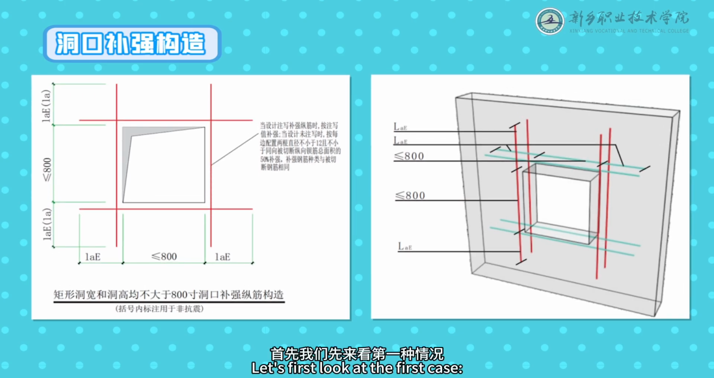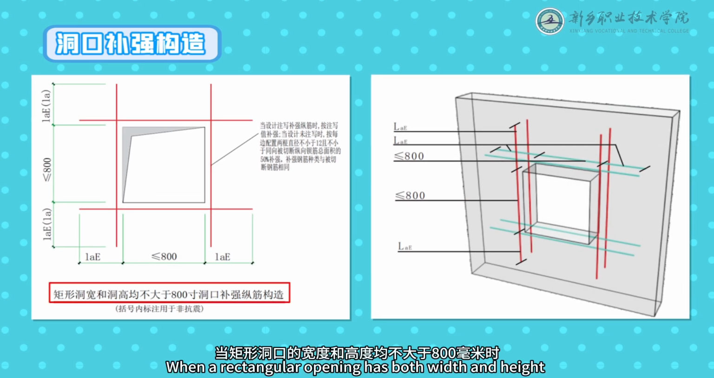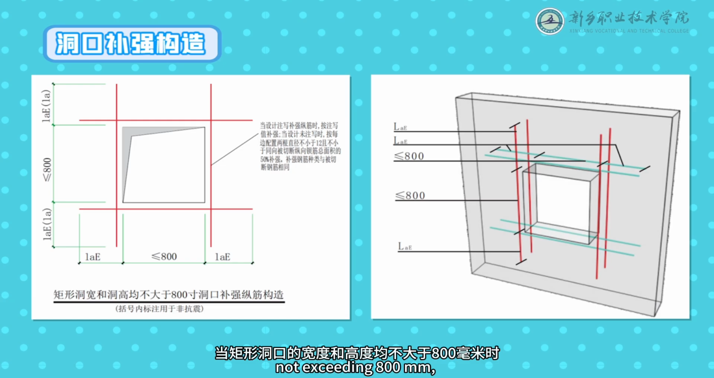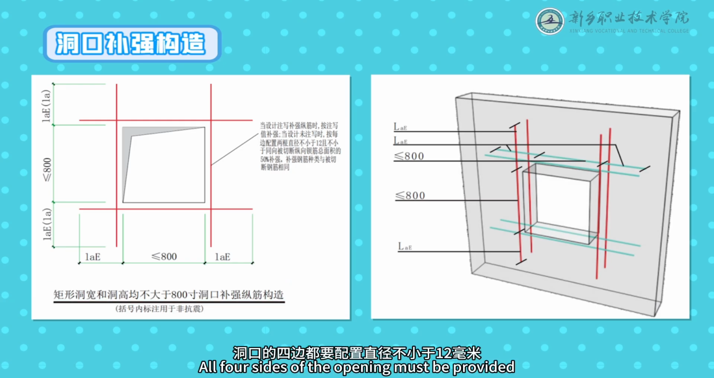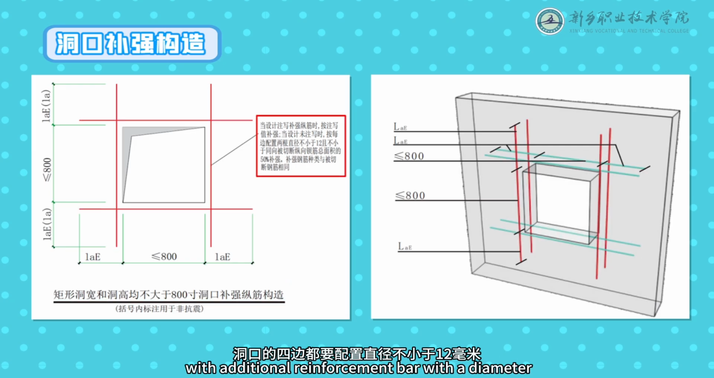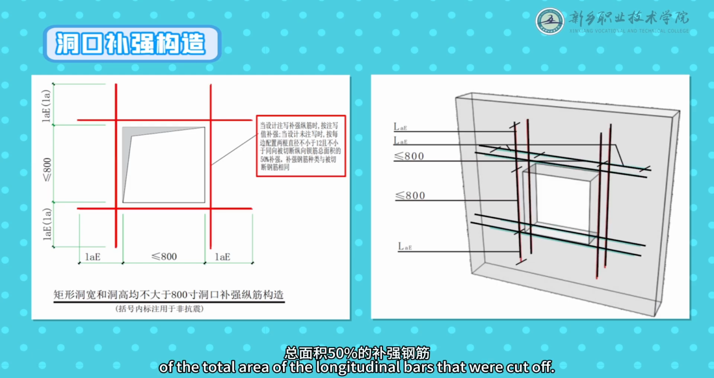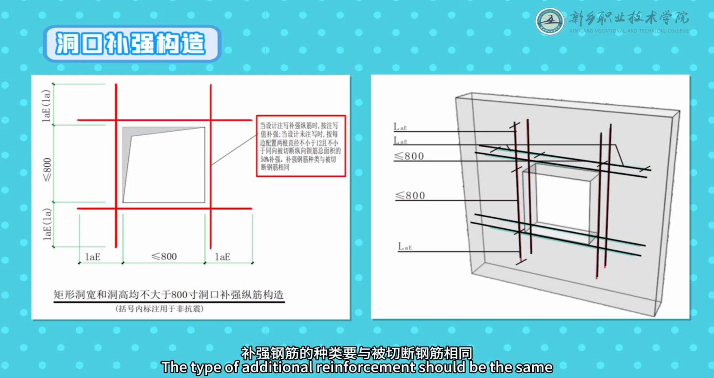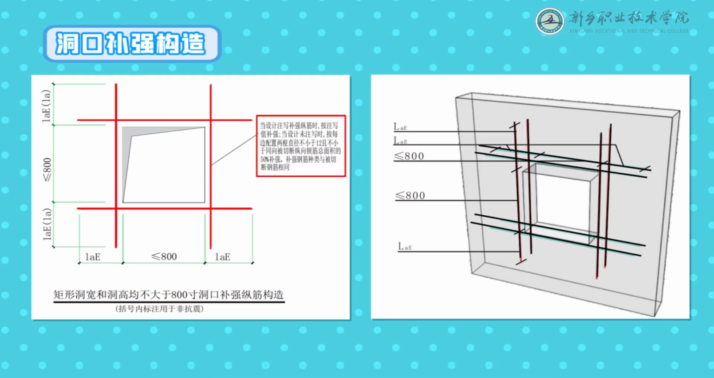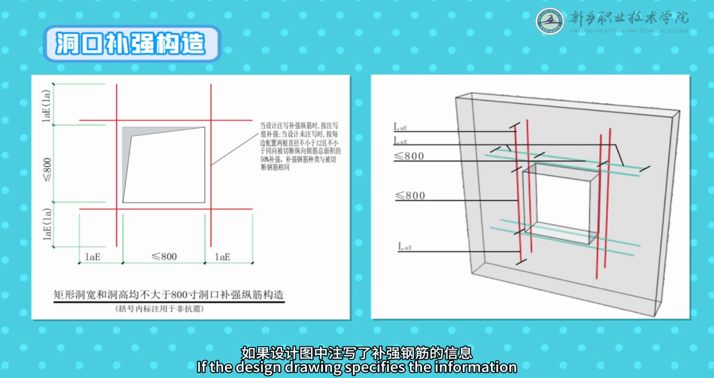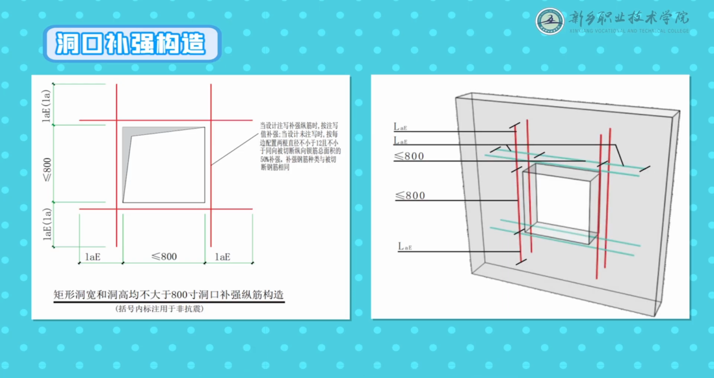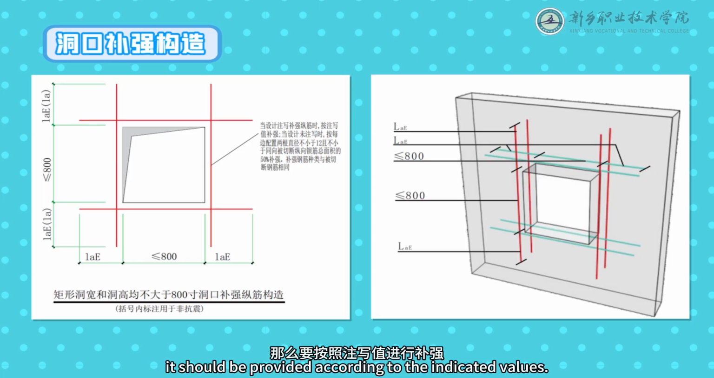Let's first look at the first case. When a rectangular opening has both width and height not exceeding 800 millimeters, all four sides of the opening must be provided with additional reinforcement bars with a diameter of no less than 12 millimeters. The total cross-sectional area of these bars should be at least 50% of the total area of the longitudinal bars that were cut off. The type of additional reinforcement should be the same as that of the severed longitudinal bars. If the design drawing specifies the information of the additional reinforcement, it should be provided according to the indicated values.